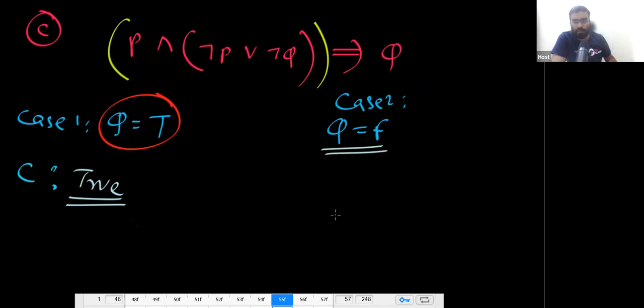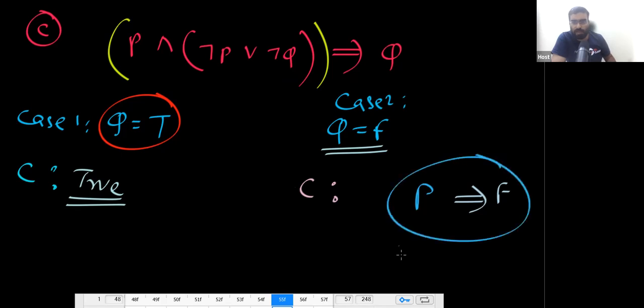What about when Q is false? Then what will be this option C? Remember Q is false, so negation Q is true. True and P means P. So P implies false. What is P implies false? That is negation P. So you can see that option C depends on P. So again, you can notice option C is contingency.